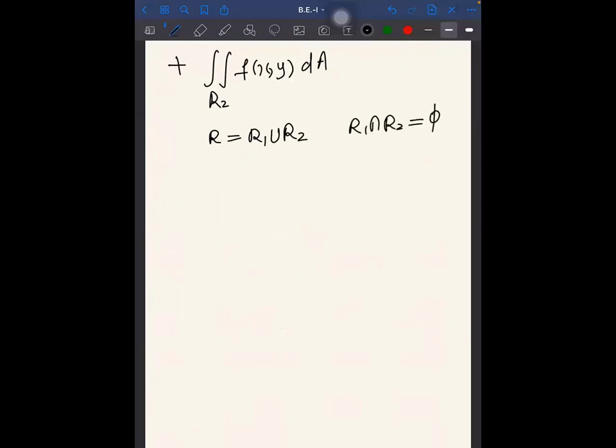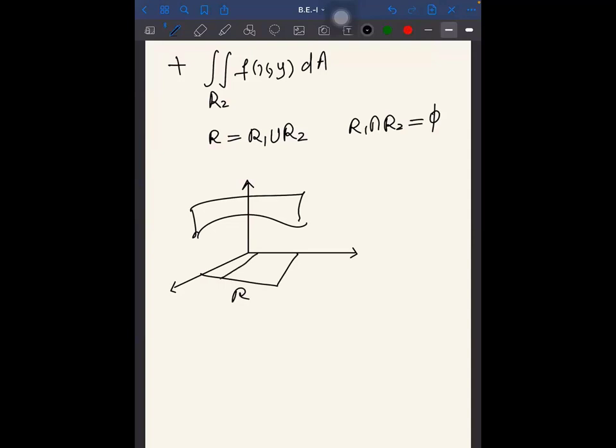So what I'm trying to say is, let's say you have this function and you have this domain. It's not that you have to completely evaluate on this R. You can break it like this, and you say this is your R1 and this is your R2.